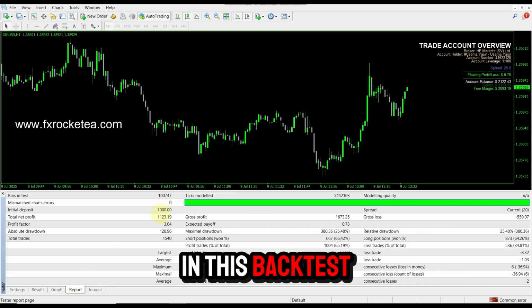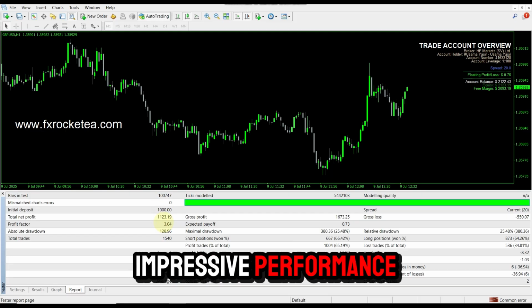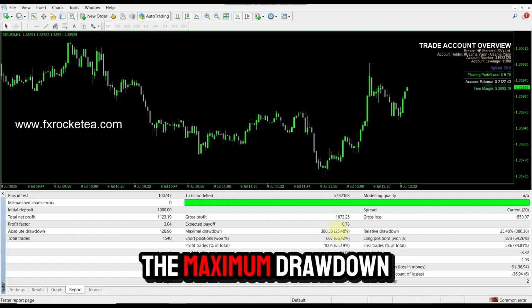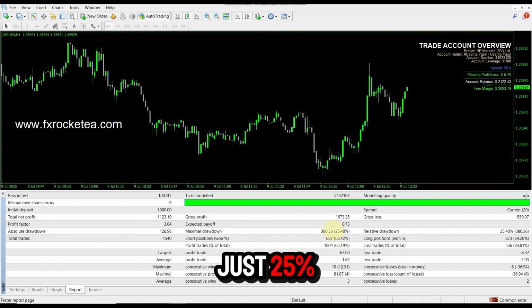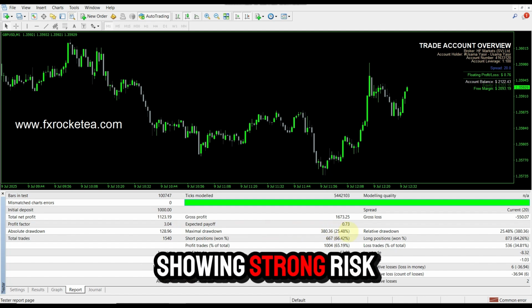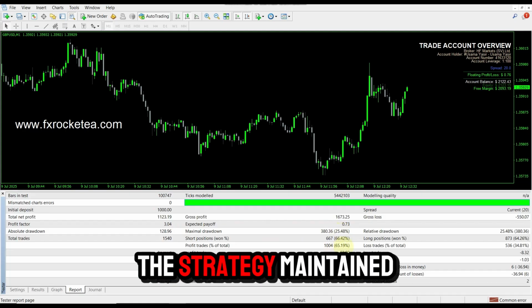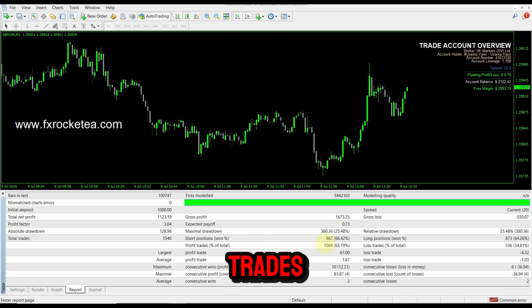In this backtest, the EA delivered impressive performance with a total net profit of $1,123. The maximum drawdown stayed controlled at just 25%, showing strong risk management and stable performance. With a solid 65% win rate, the strategy maintained high accuracy across trades.